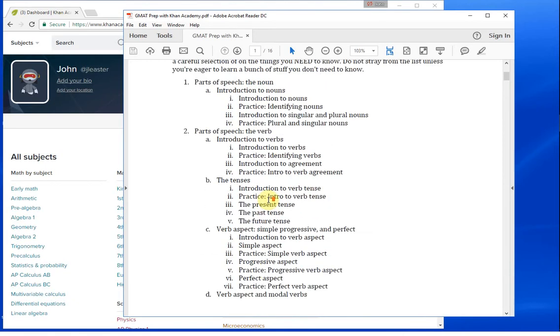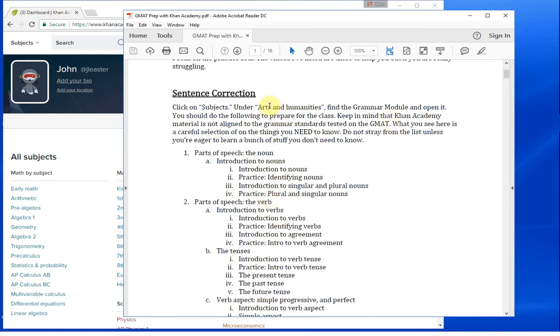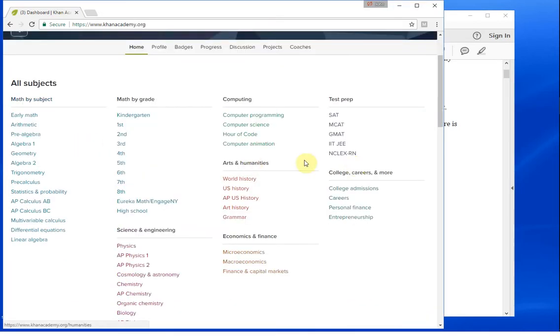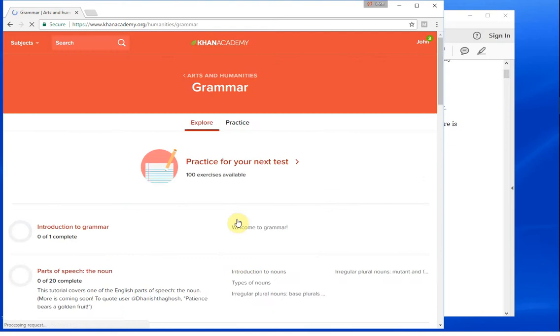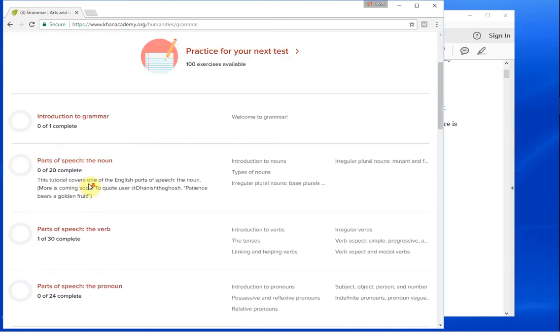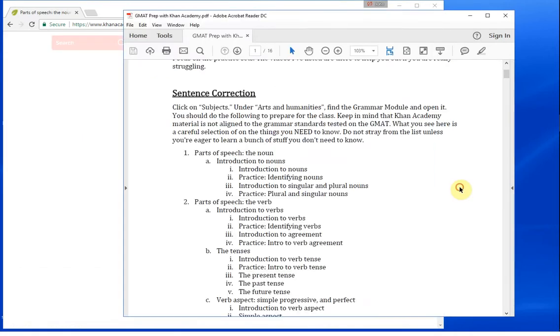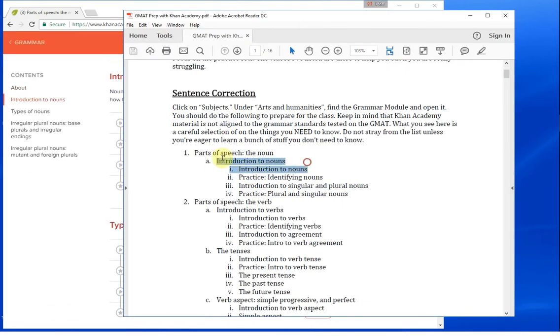To follow my recommendations for sentence correction, look under subject and find arts and humanities, and then grammar. You open up grammar, and it's loading. You can start with parts of speech, the noun, introduction to nouns, types of nouns. I think that's on my list, introduction to nouns. Yep, there it is.